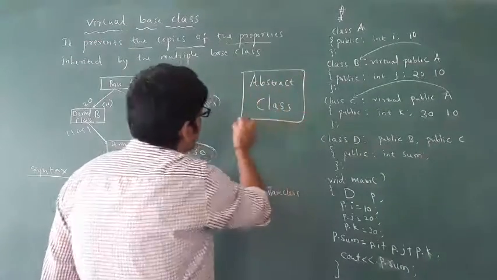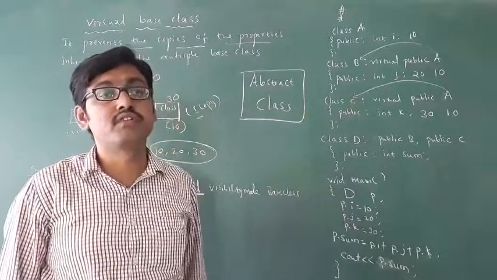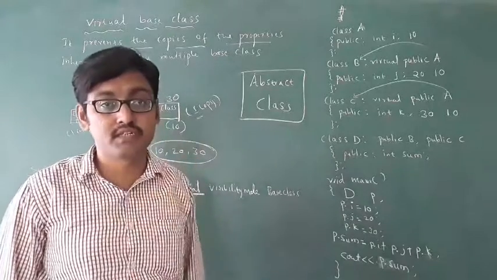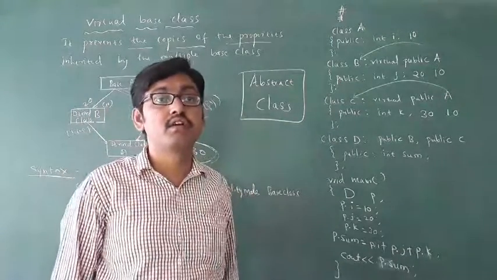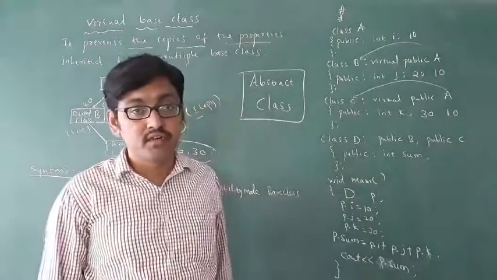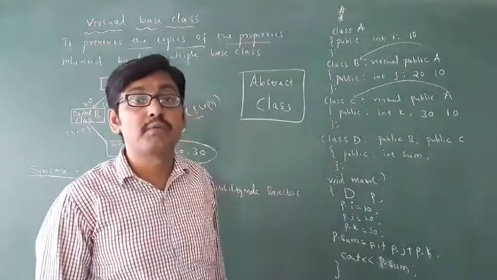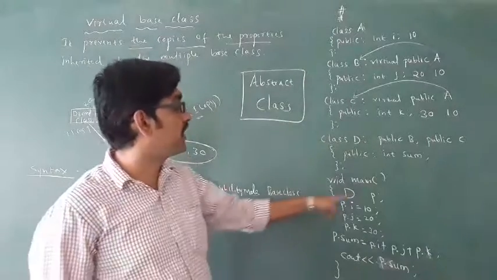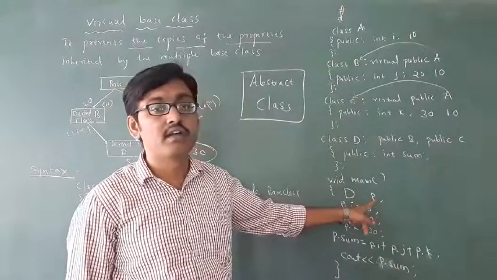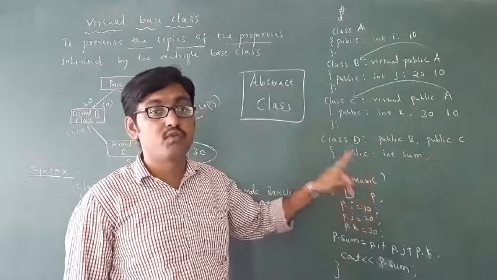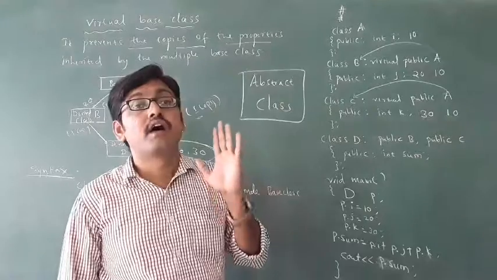What is an abstract class? The class which is not used for creating an object is called an abstract class. A class that you do not use to create an object is called an abstract class. For example, here D is a class, P is an object. You cannot use that class to create an object. That type of class is called an abstract class.